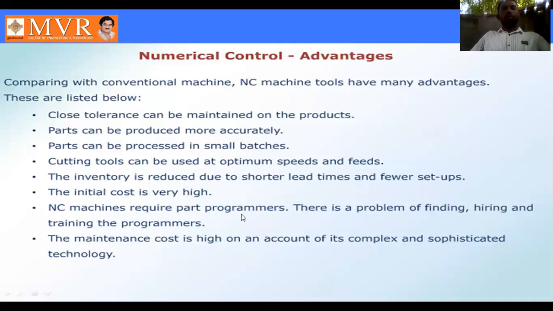NC machines require part programmers. There is a problem of finding, hiring and training the programmers. Because of that, they need to find them and train them. That is the point. Next one is the maintenance cost is high on account of its complex and sophisticated technology. Why? Because of the technology, the cost is very high.